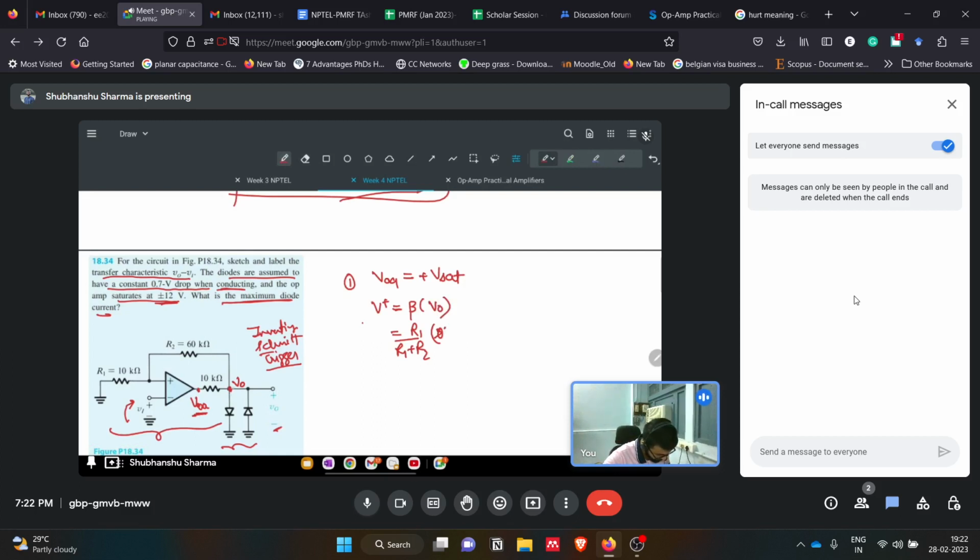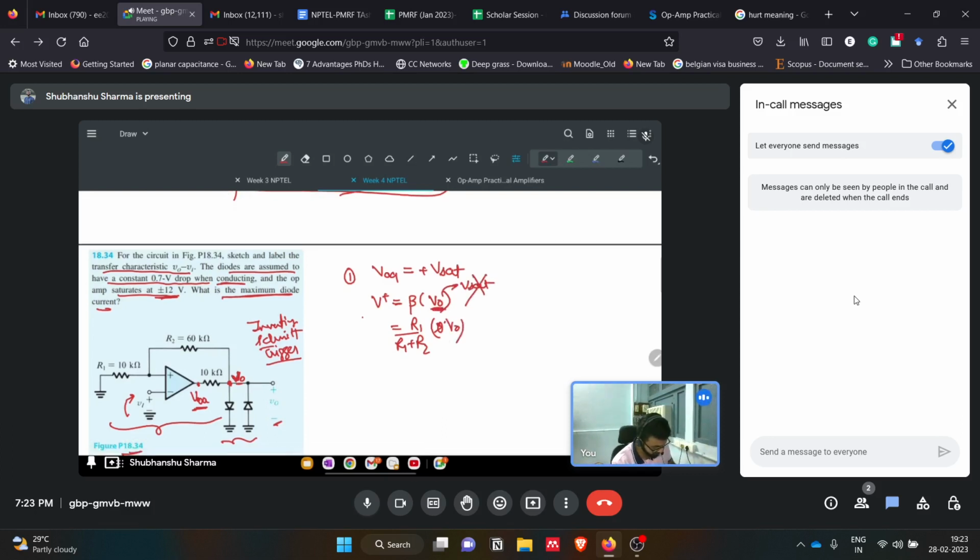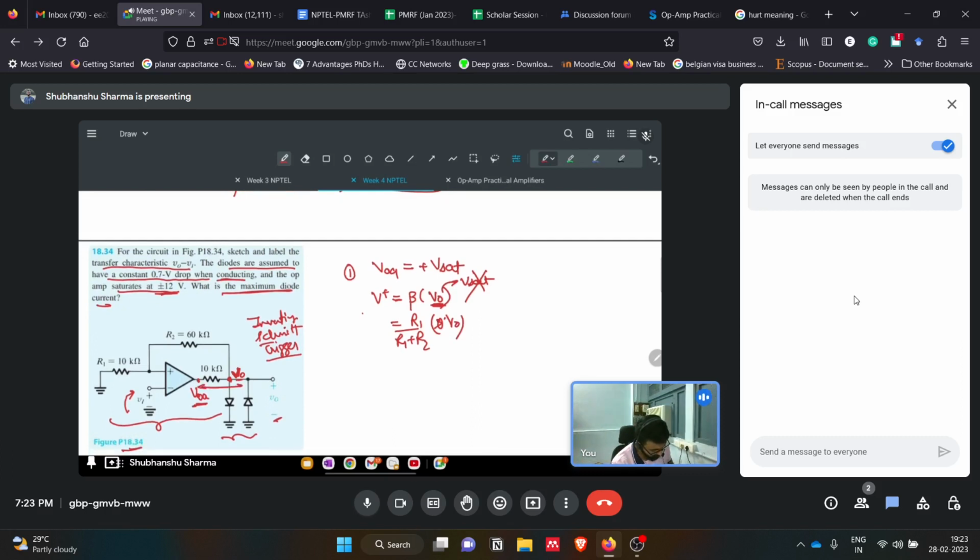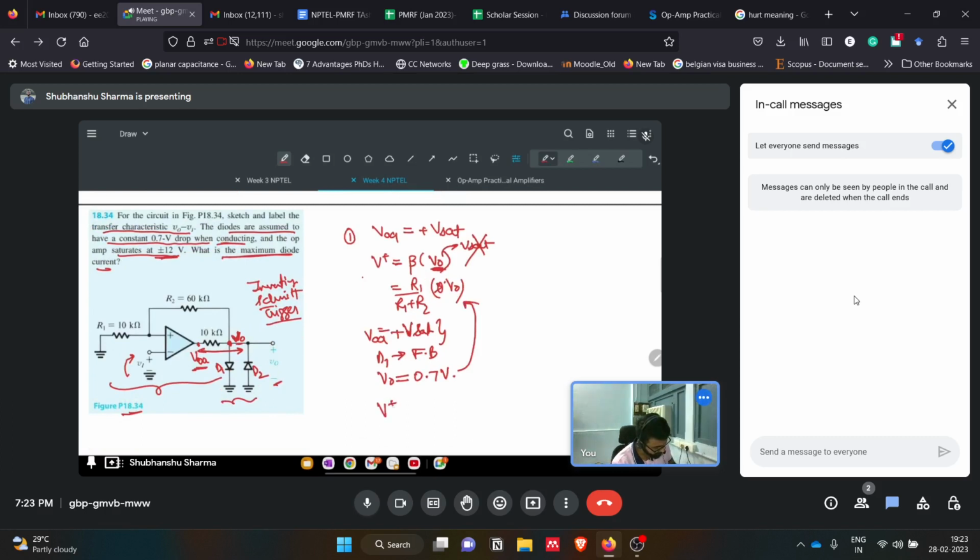Because initially when we were seeing the inverting Schmitt trigger case, this V naught was equal to plus V sat. This was V sat in earlier cases, but now it will not be like this in this case. So we need an equation for V naught. So what is V naught? If we look at these things, since V naught A is positive V sat, that means if we say this is diode D1 and this is D2, D1 will be conducting, forward biased. That means V naught will become 0.7 volt. So that is what we can substitute here. V plus equals R1 upon R1 plus R2 into 0.7.